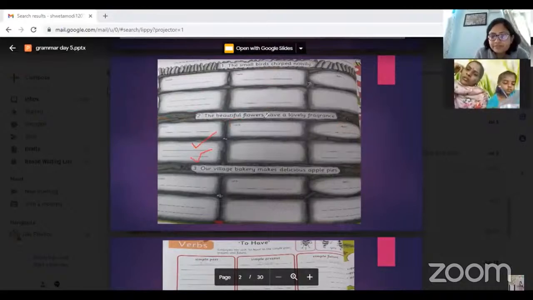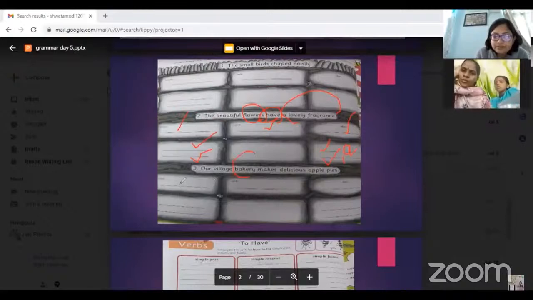Now what is the subject? Flowers. So flowers will come here. Now have. So have will come in the verb. A lovely fragrance. Can you tell me what is the object? Fragrance. Now, who will tell me why we have two lines here? Article. A lovely. Yes, article. And lovely will go in the second line.